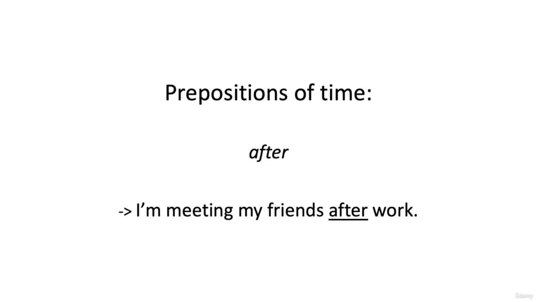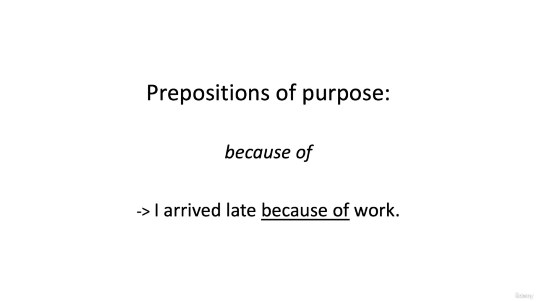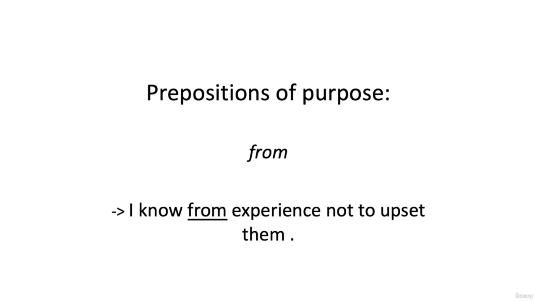Next, we have prepositions of purpose, which describe why something happened or will happen. Here are some examples. For, she made the cake for her brother. Because of, I arrived late because of work. From, I know from experience not to upset them.